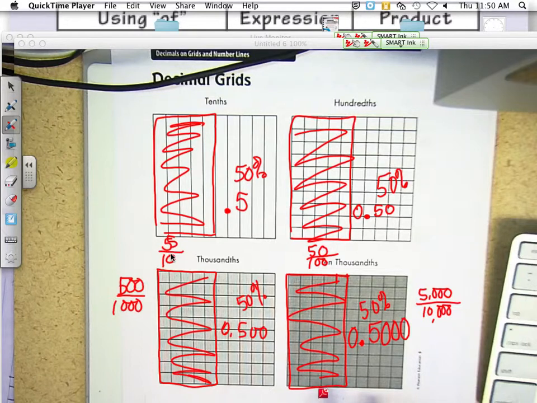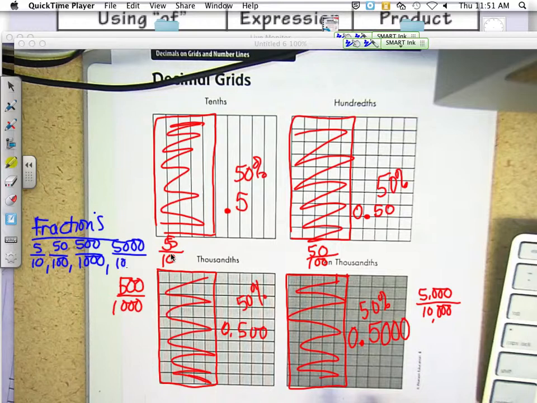Also, for fractions, on number 1, the fraction equivalences that you should have: 5/10 is the same as 50 out of 100, which is the same as 500 out of 1,000, which is the same as 5,000 out of 10,000. Okay? It's also the same, yes, as 1/2. Okay? Moving on to number 2. Clear the ink, please.